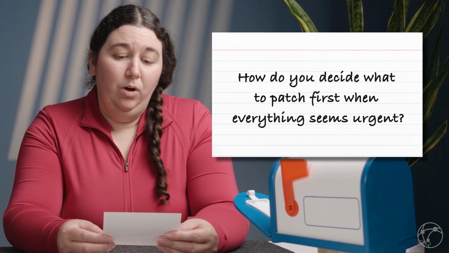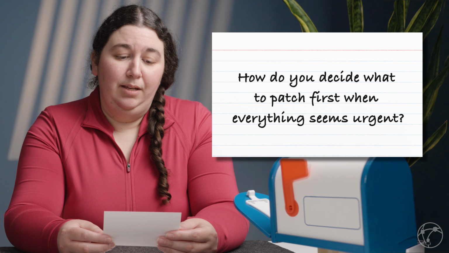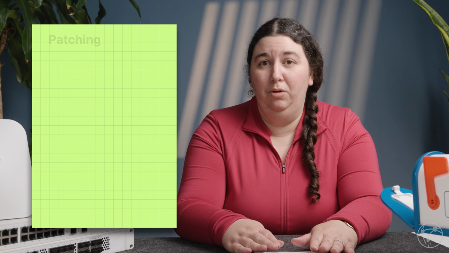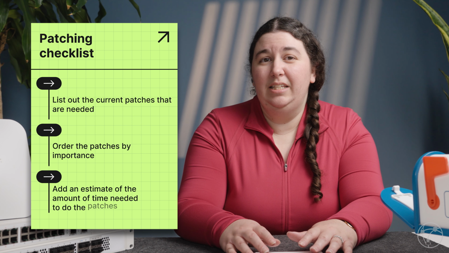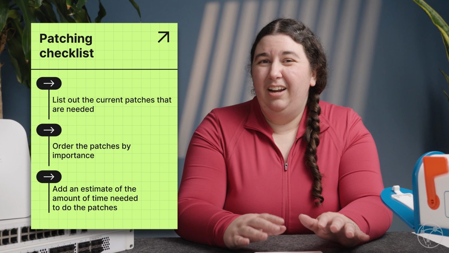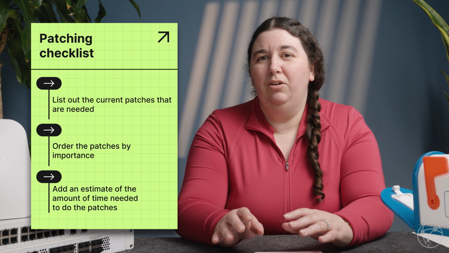How do you decide what to patch first when everything seems urgent? Well, when multiple ones are needed at the same time, I just need to take a few minutes to list out the current patches that are needed and then try to order them by which ones I see as most important. And I also like to add an estimate of the amount of time needed to do them. Something that is publicly exposed on the internet will usually have a more immediate urgency than something that is behind my firewall and only accessible if connected to my VPN.